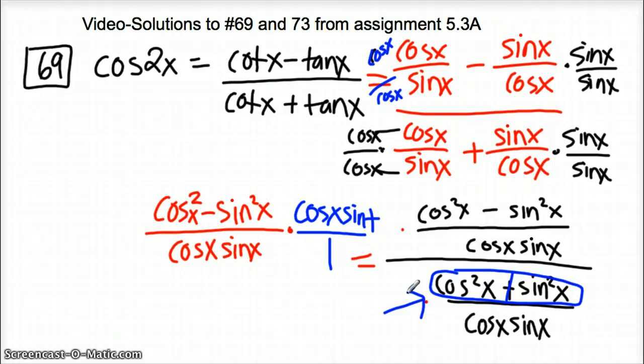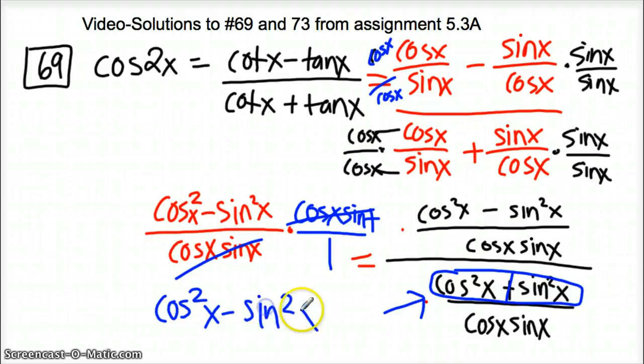I also noticed that I have common terms, top and bottom. I can cancel. So I'm left with something very simple. Cosine squared x minus sine squared x. Okay, so I've cleaned up a lot with the right-hand side.